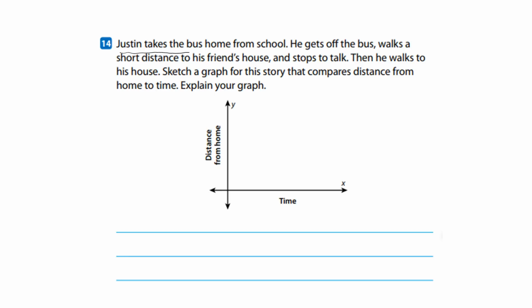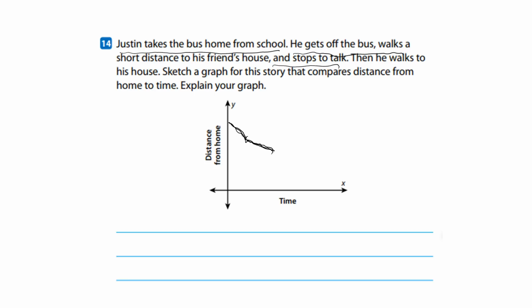It says that he takes the bus home from school, meaning that his distance from home is getting closer. He is getting closer to home. So we're going to go down. He gets off the bus and walks a short distance. So now we're walking, so that takes a lot longer. So our graph is not going to be as steep.